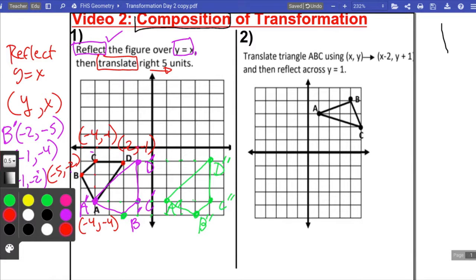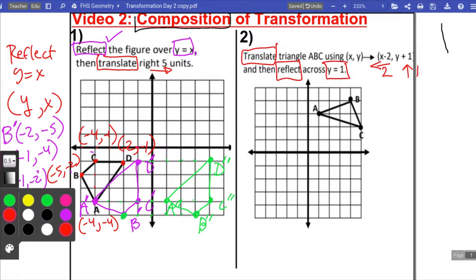Number 2, we're doing translation using the rule. X minus means to the left 2, and y means up 1. Then we're going to reflect. This time it's reflecting over y equals 1. We haven't done anything like that yet, but you got this.